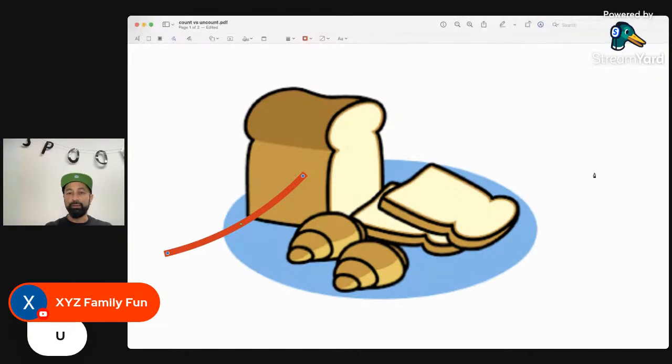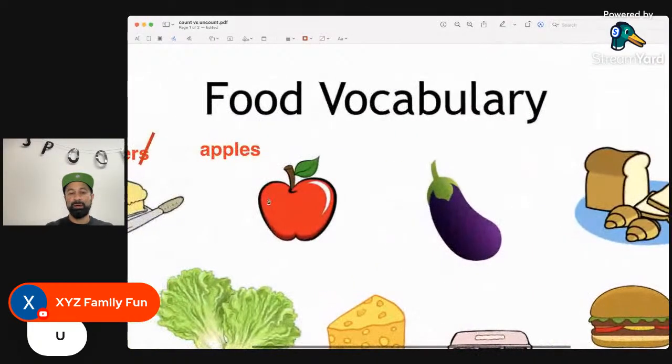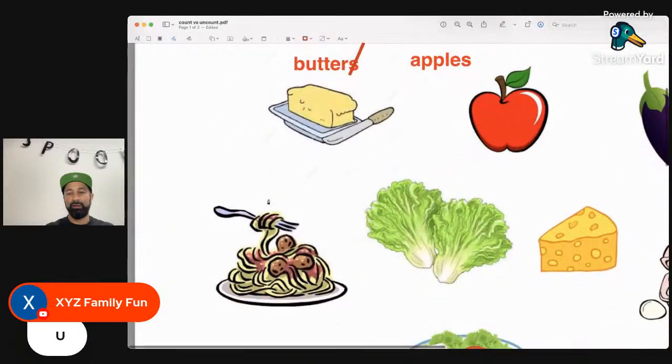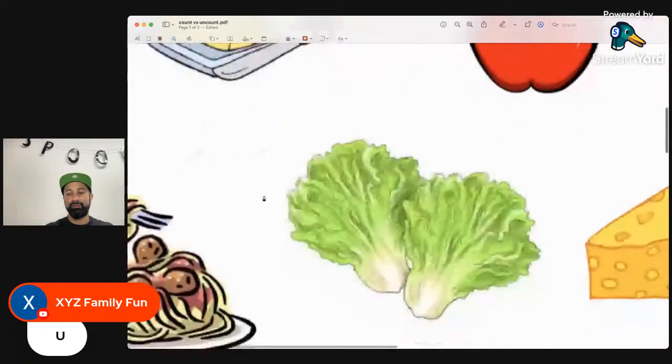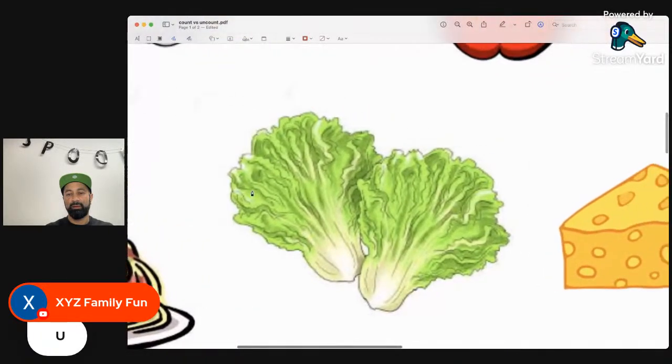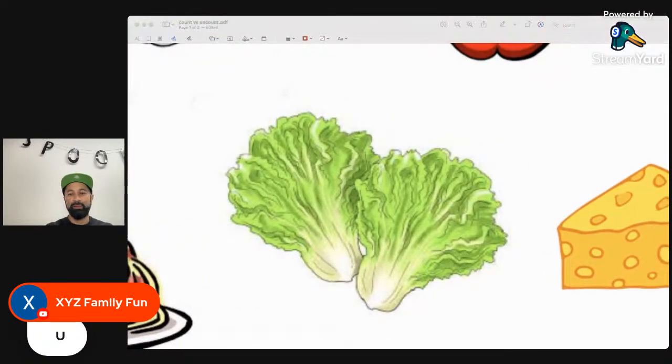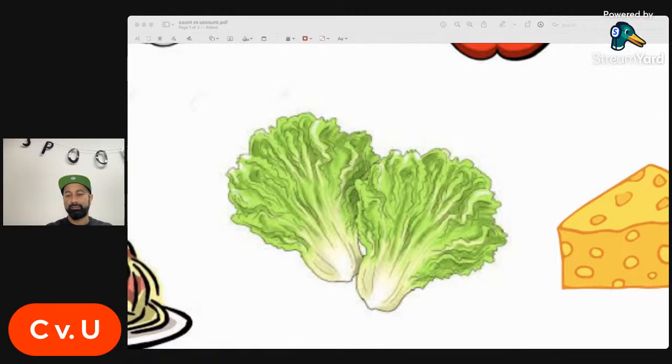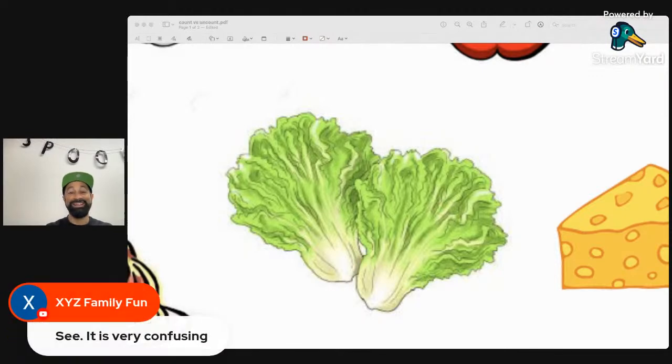All right, let's do a couple more. Let's do a couple more difficult ones here. Let's go straight here. What is it? And is it countable or uncountable? See, it's very confusing. Yes, it is confusing, but you just have to remember.